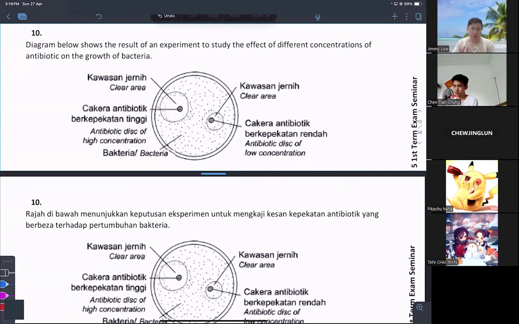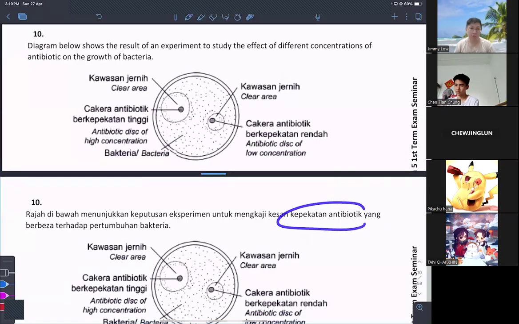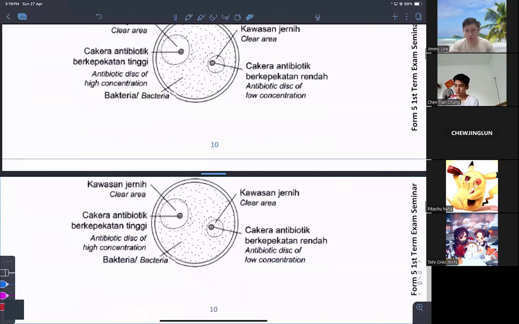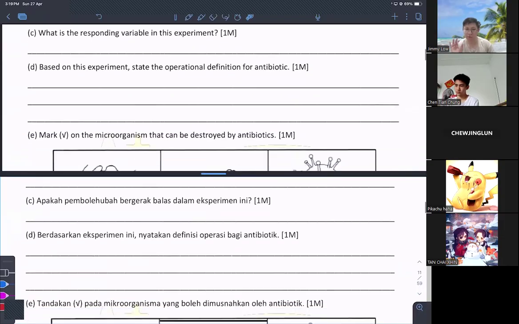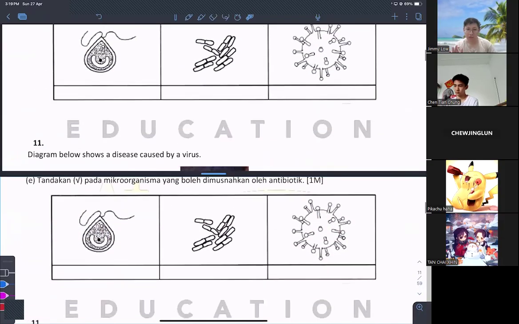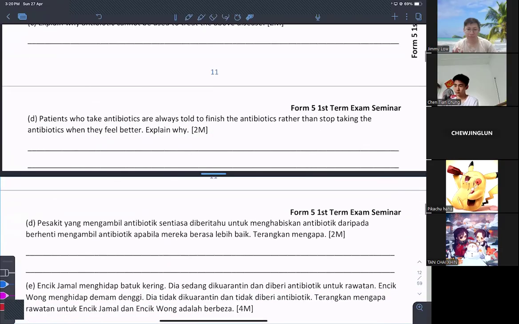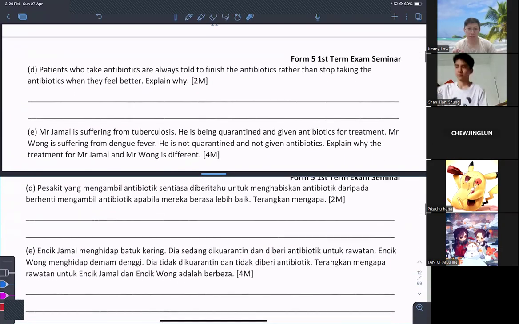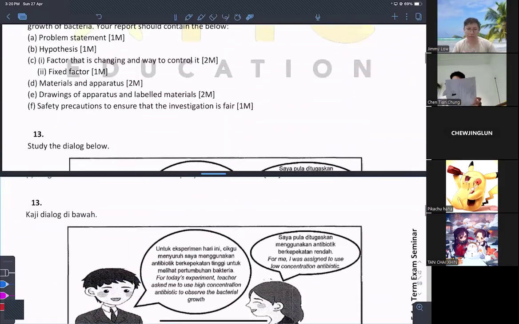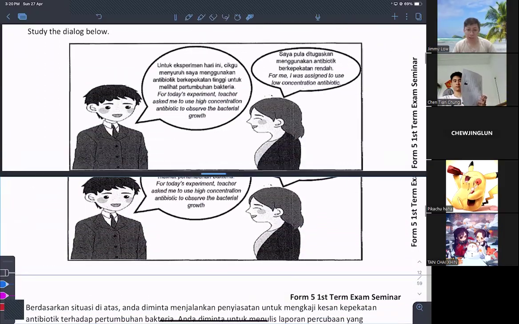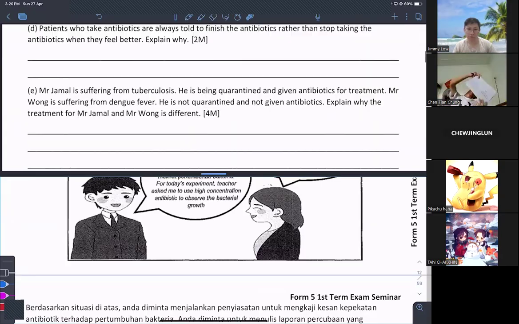Question number 10 is very, very similar to what we have done just now. Different concentration of antibiotic on the growth of bacteria. So you just go through. This one you can try. Actually, 100% safe as what you have done just now. Just try on your own. Later on we come back to here. We don't spend time here first. We go to your section C. This one matters, the compulsory question.